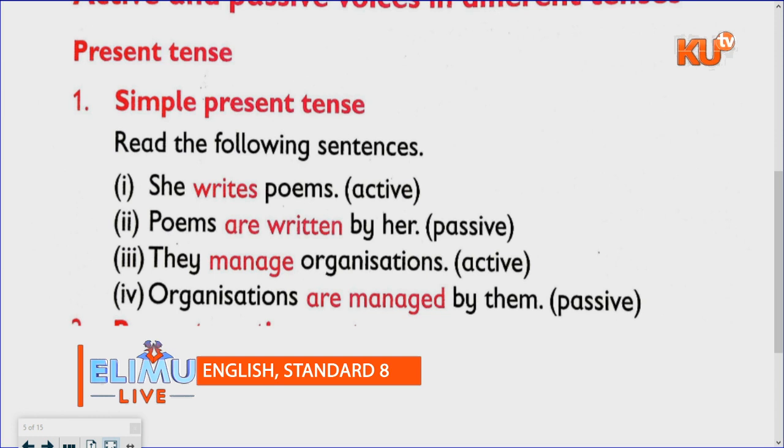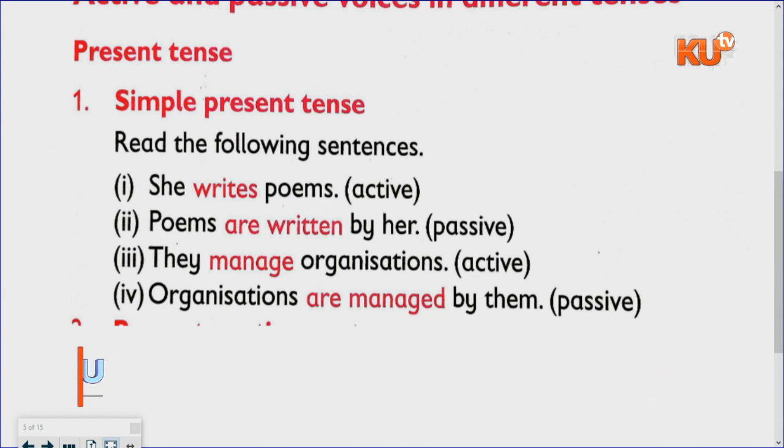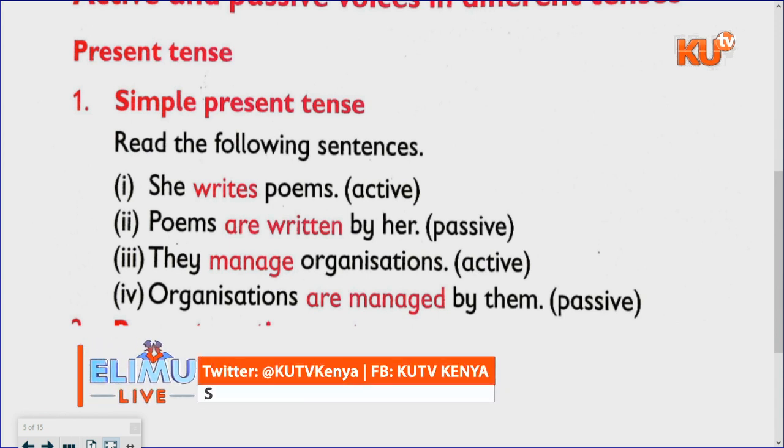She is a subject there. Then writes is a verb. Then poems is the object. It receives the action of that verb. Poems are the ones that are written. So it is in active voice. In such a case, we change it to: poems are written by her.